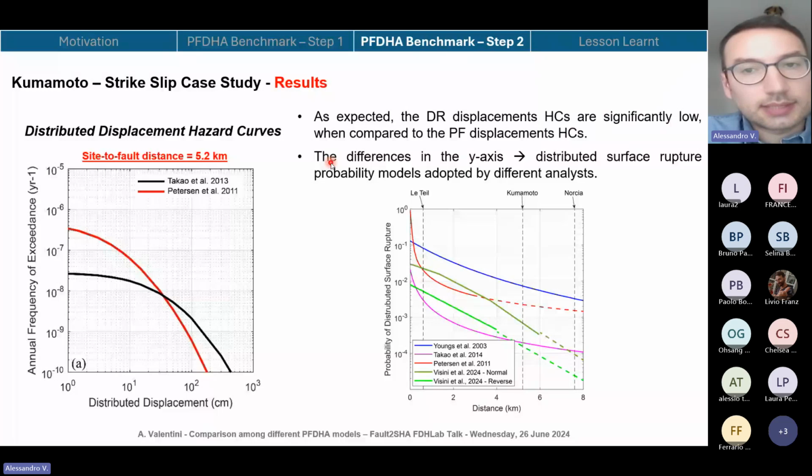The difference in the y-axis now is given by the distributed surface rupture probability models adopted by different analysts. So these are different from the other surface rupture probability models, because now this probability gives us an idea of the probability of distributed surface rupture with the increase of the distance from the principal fault. And we can see here the difference between Petersen and Takao for the Kumamoto case. The difference is one order of magnitude, a factor of 10, sorry. And this is translated in the hazard curve. You can see also here a factor of 10 of difference in the hazard curve.